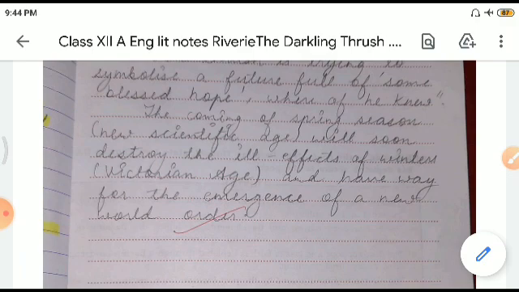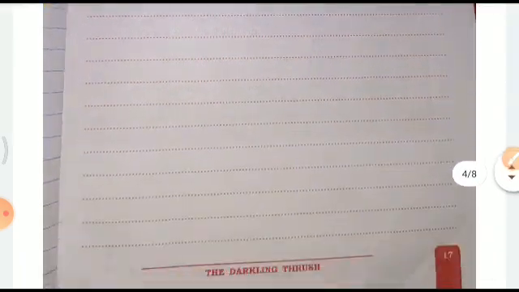And new things, new equipment will be there, new inventions have occurred in all aspects. So the world is going for a change. And yes, the Darkling Thrush is announcing that change, that the old order has to make way for the new one. Right? Now this is how you need to do the question and answers of this chapter.